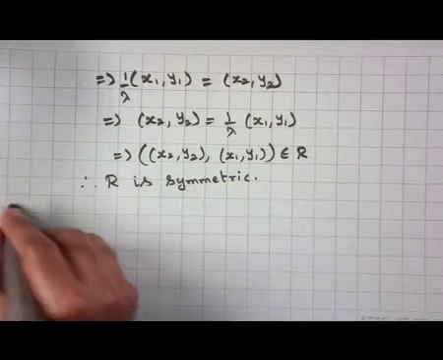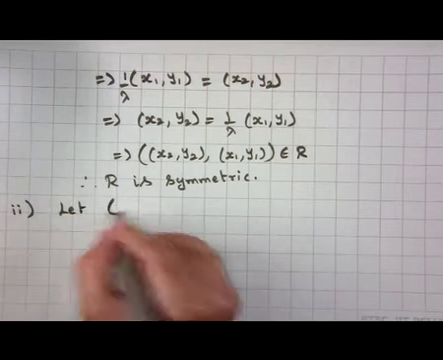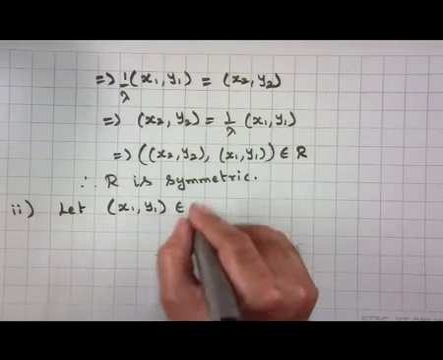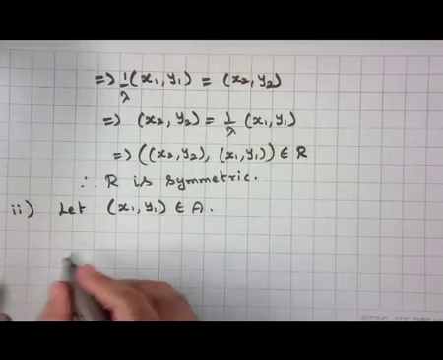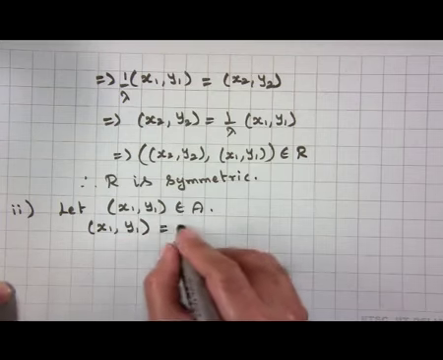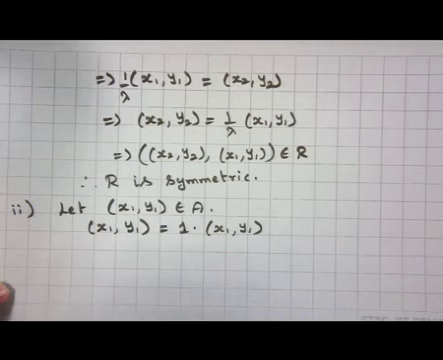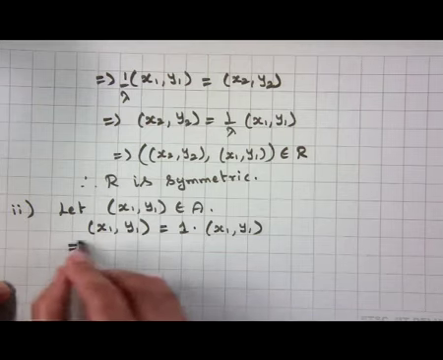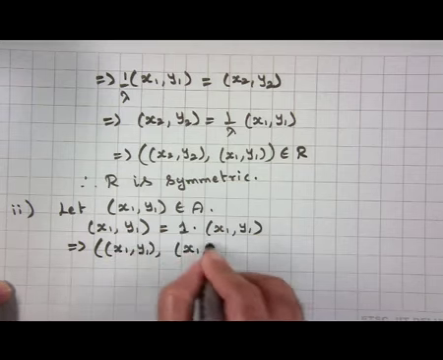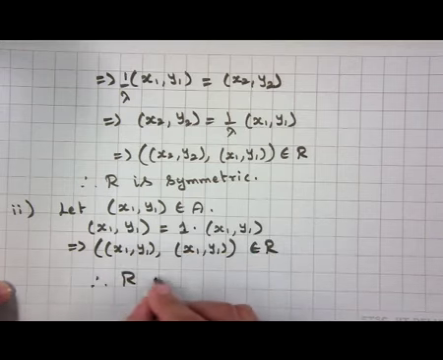Now, let us verify whether this R is reflexive or not. So, let (x1, y1) belong to A. Now, what we know is that for any (x1, y1), (x1, y1) is equal to 1 times (x1, y1), and since 1 is a non-zero scalar, that implies that this pair (x1, y1), (x1, y1) is in R. Therefore, R is reflexive.